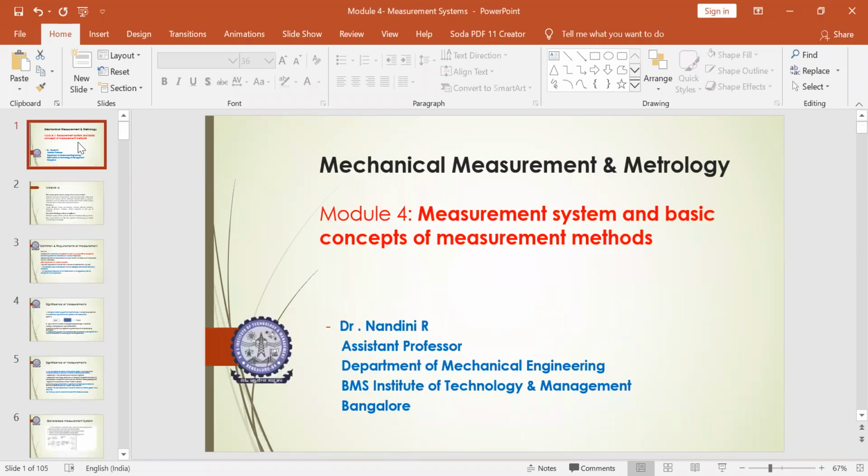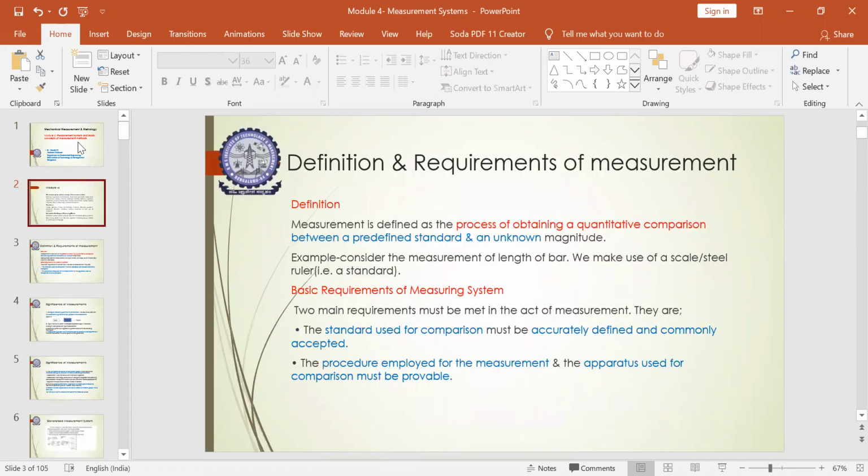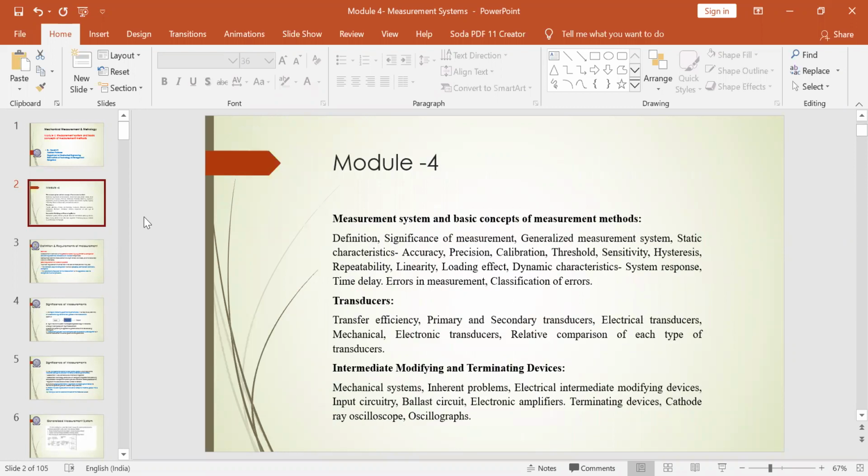distance between when we started module 4 and now when we are turning up again. So it was basically measurement systems and basic concepts of measurement methods. So we dealt with the measurement systems and the basic concepts of it, which involve the definition, the significance, what do you mean by generalized measurement systems, and we dealt with what you mean by static characteristics. We went through all the types of static characteristics, right from accuracy to hysteresis, repeatability, linearity, where it doesn't change with respect to time at all.